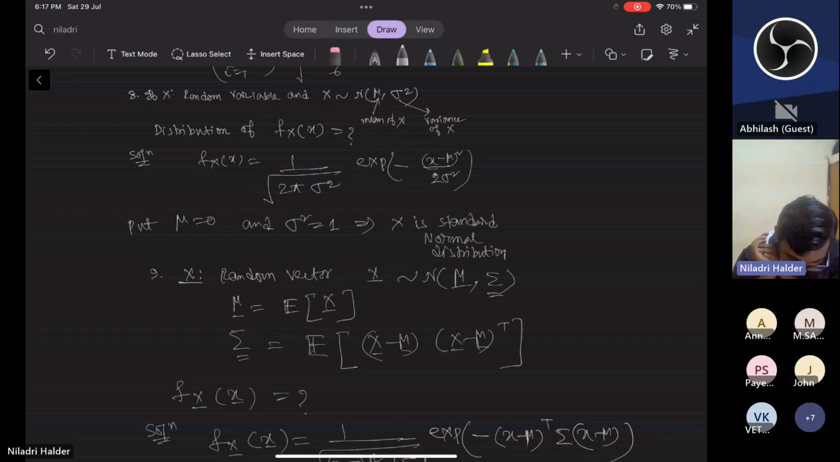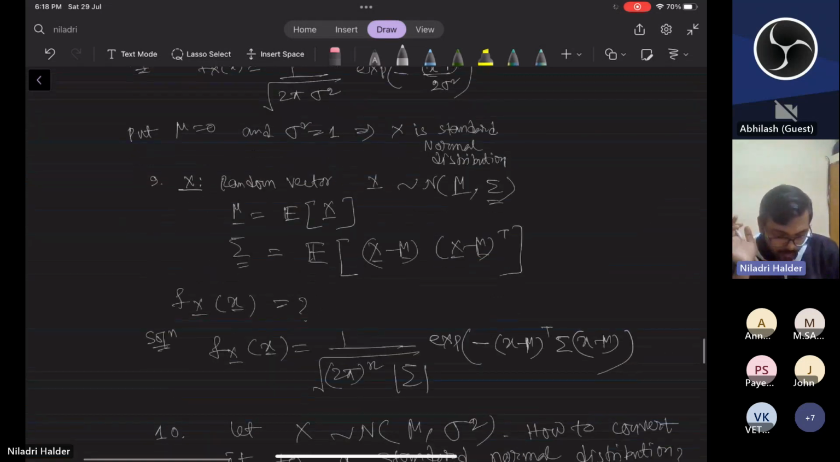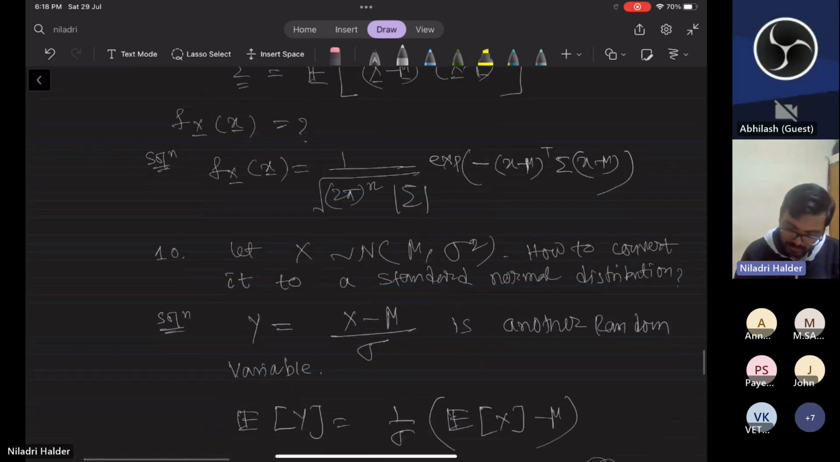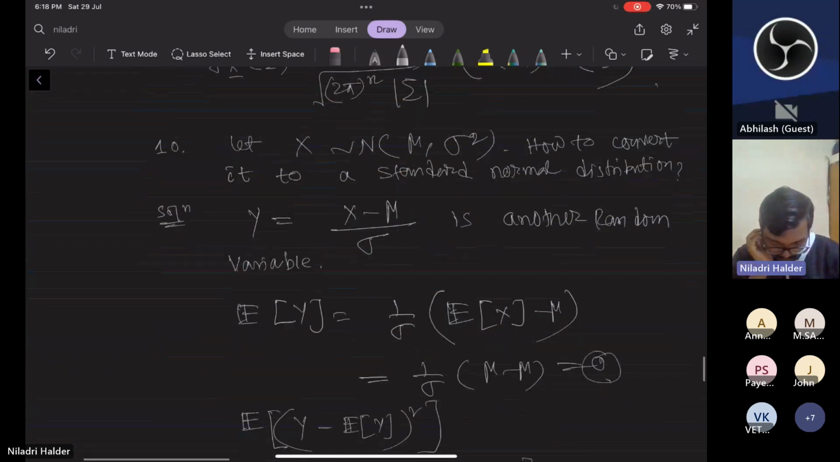Okay, and if x is a random vector, suppose there are so many random variables, we stack all those random variables in a vector, and each random variable satisfies one normal distribution. So what should be the distribution of the random vector? That is just a formula. So this is a distribution.